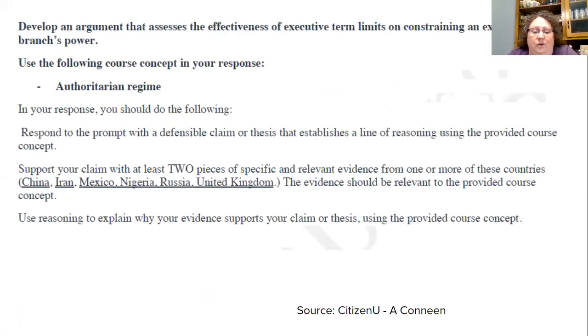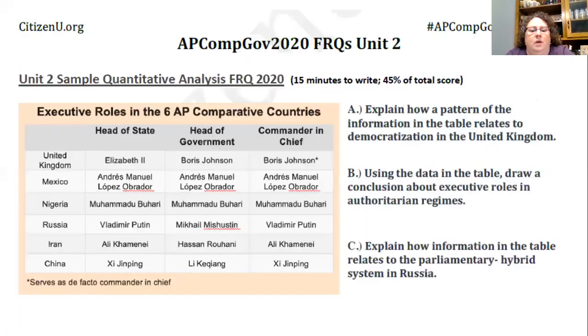And guys, we'll come back to this, but think about that concept of executive term limits. Think about which countries have term limits and who doesn't have term limits when you're looking at that list, and then which of our countries are authoritarian regimes and which are not.